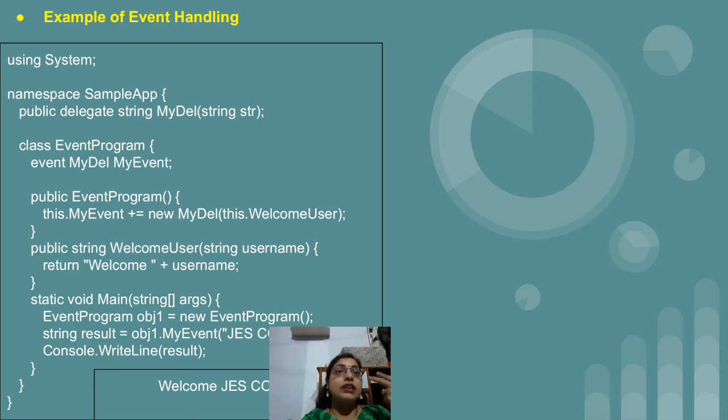So when that particular event occurs, that means when we call obj1.myEvent, it means the event has occurred. At that time the actions will take place, that is, the concatenation of welcome plus username took place. Okay, so this is the functioning of event handling.